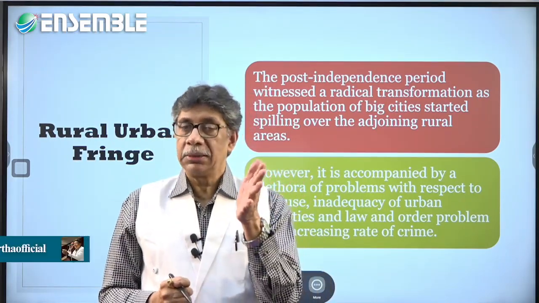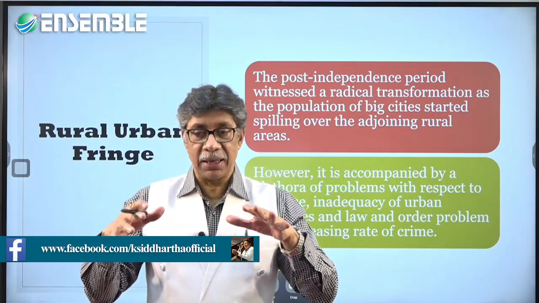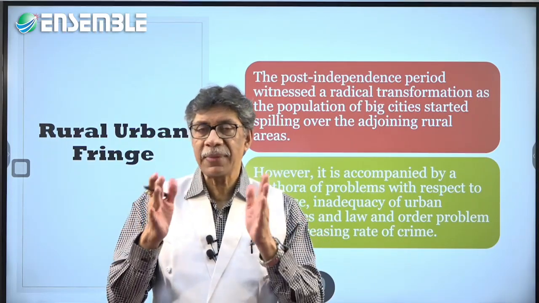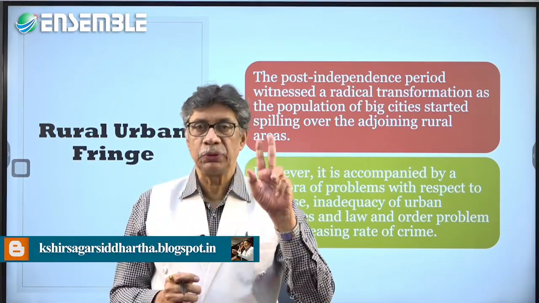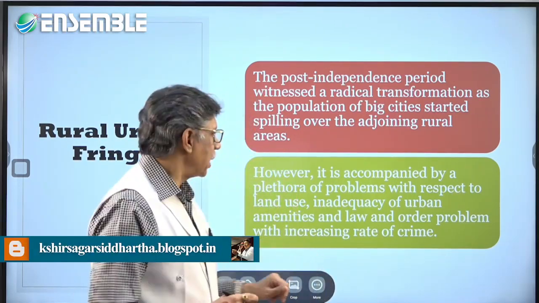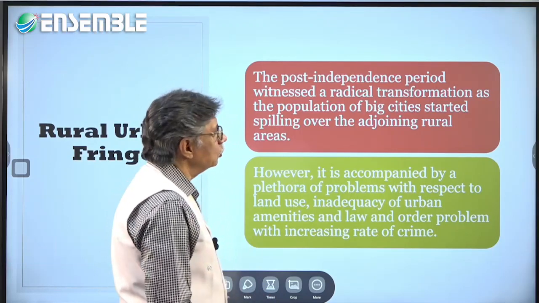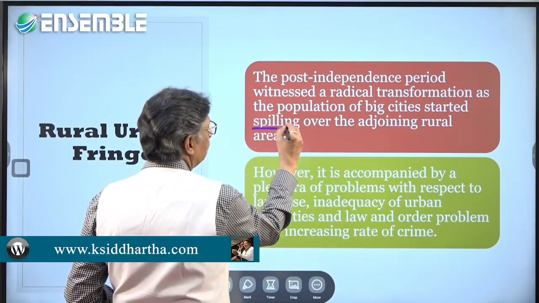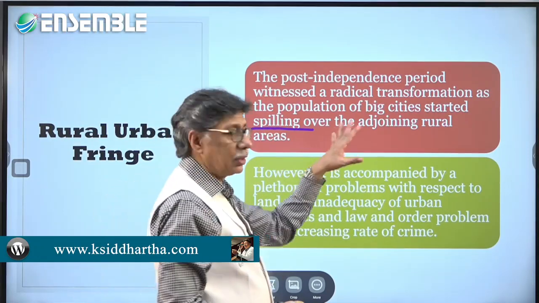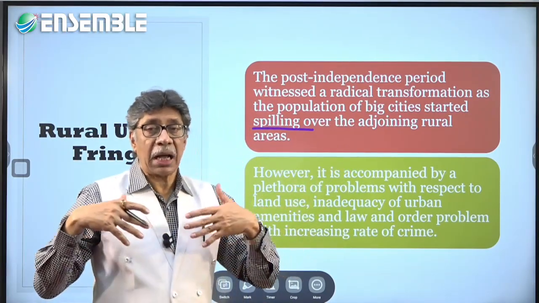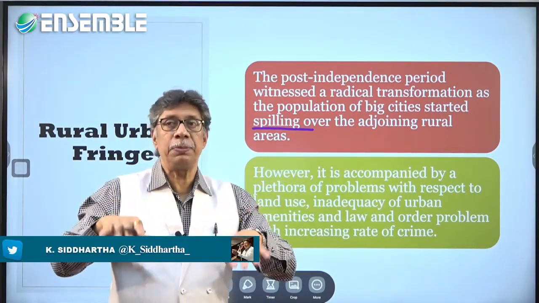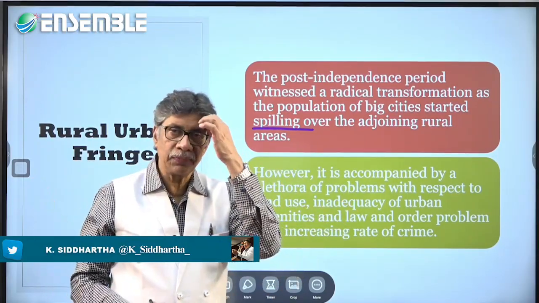So the big cities started developing these types of slums in the post-independence era, and it started developing because of two factors. One was going to be caused by what we're going to be seeing here, spilling. That was one factor, spilling over into the adjoining rural area. That means as the city population increased, the main urban center spilled this population over to the adjoining regions.